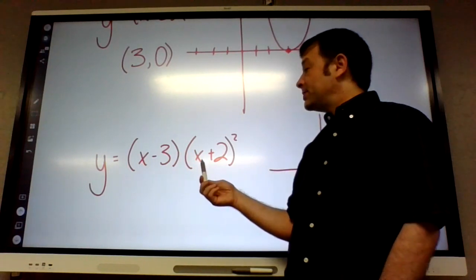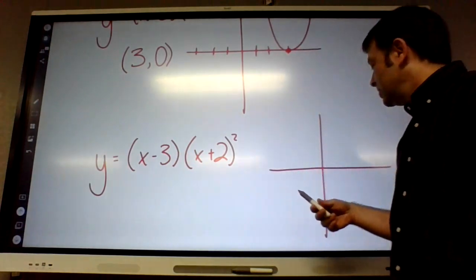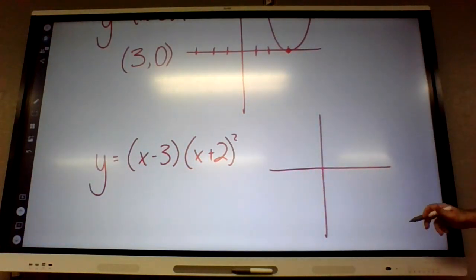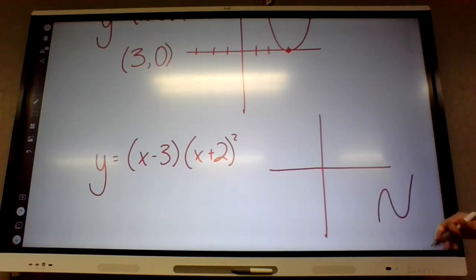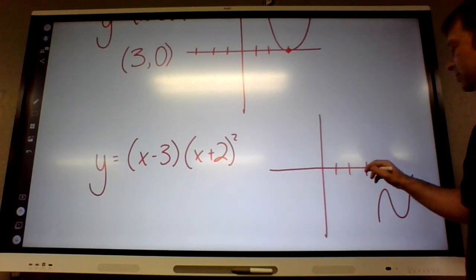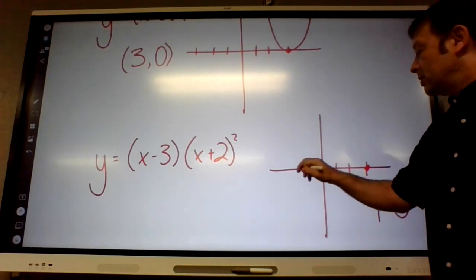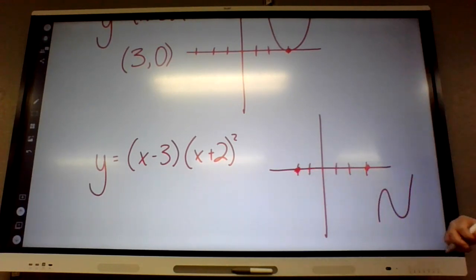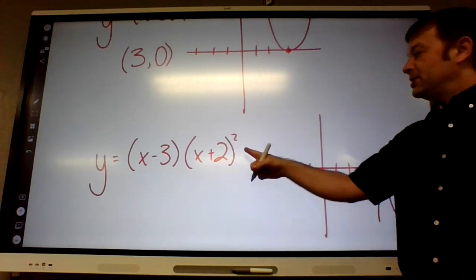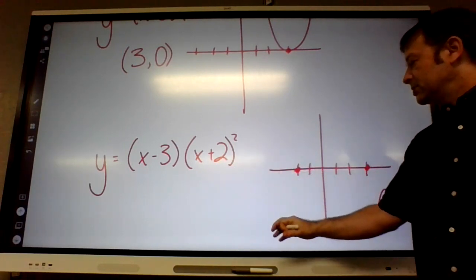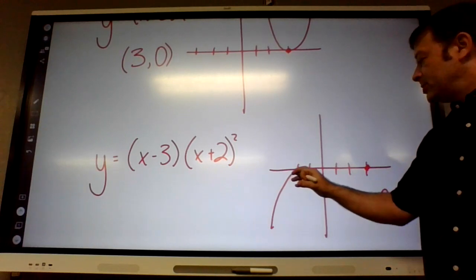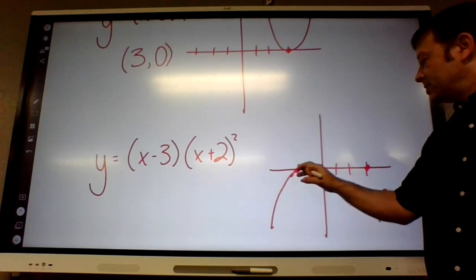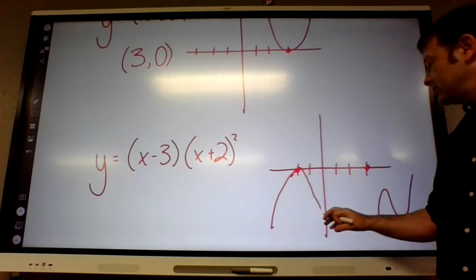There's basically 3 x's that will be multiplied together. So what shape should it take? Squiggly. What are the zeros of the function? 3 and -2. Okay, but the -2 is a double root. So when it comes up at -2, it's just going to get tangent and then go back down.